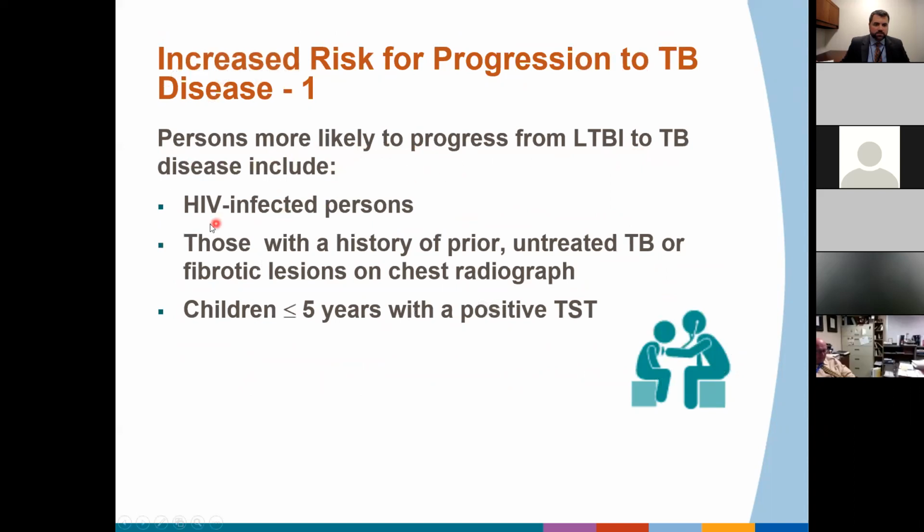Who is more likely to progress? These are HIV infected. These are patients with chronic pulmonary conditions, issues with their lungs. Children less than 5 with a positive skin test. So children are extremely high risk. With adult patients, if they're exposed to someone with TB, it's usually pulmonary. They get exposed, that's the classic patient that you'll see in the movies, where they'll be coughing up blood and have chronic weight loss and fevers and chills.